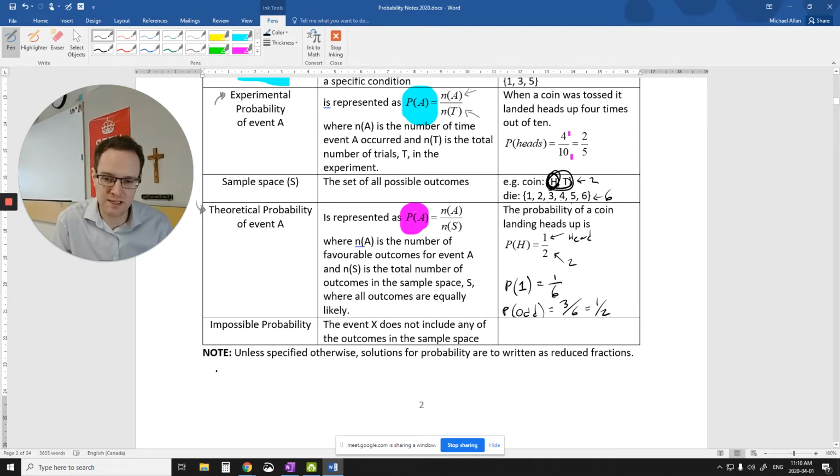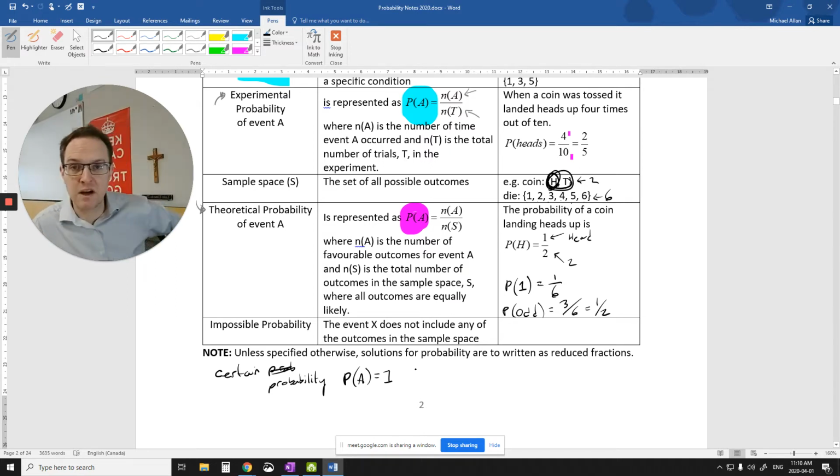There's also other ones that we call a certain probability. A certain probability is that the probability of this event happening is 1. It's a 100% chance of happening. So maybe just like getting a number on the die after you roll it. Okay, you're going to get a number on the die. So I have 6 numbers and there's 6 in the sample space. So there's a probability of 1 for that. That's a 100% chance of happening.